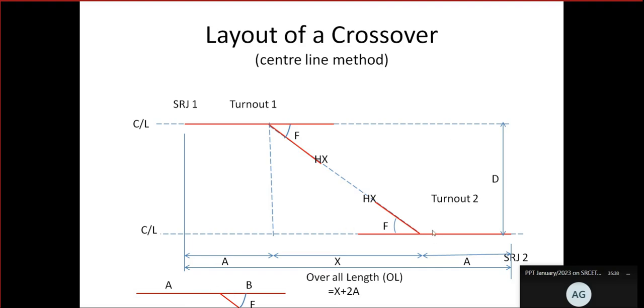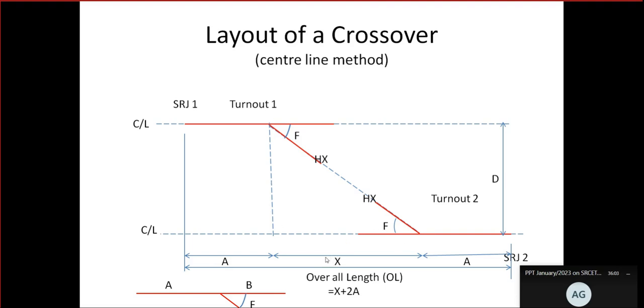But in this case, we want to find out the overall length. We want to know X and A. A is constant, it is readily available. Only X is left out. The overall length, the only thing left to be found out is X. X can be found out using this triangle. You take this triangle here, we want to find out the X.